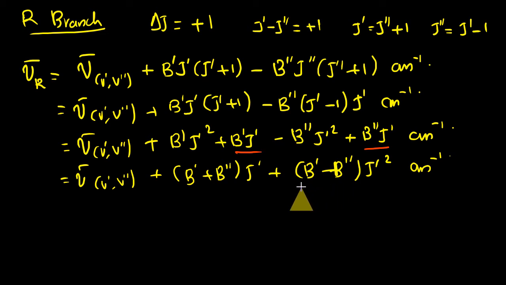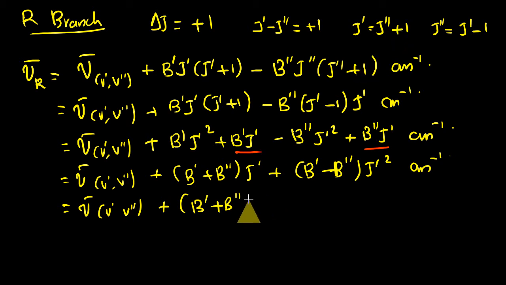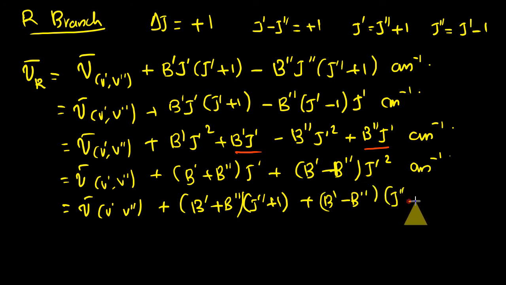Here what I am going to do is convert this to J double prime, just like what we did in the previous case. So that is equal to nu bar V prime V double prime plus B prime plus B double prime into J prime. What is J prime? J prime is equal to J double prime plus 1. So let me substitute: J double prime plus 1, plus B prime minus B double prime into J prime square, that is equal to J double prime plus 1 the whole square, centimeter inverse.